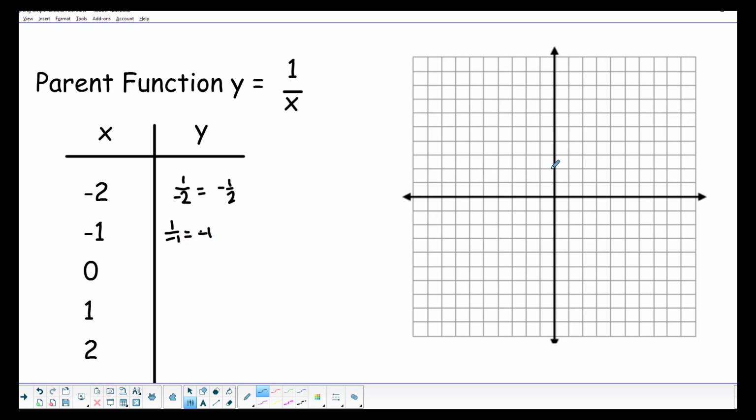So let's go ahead and plot those 2 points right now. We've got negative 2, comma, negative 1 half. Negative 1 half is just some number between 0 and negative 1. And then I've got negative 1, comma, negative 1.